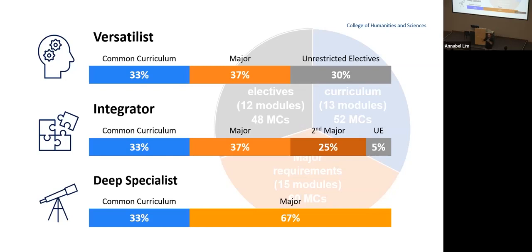So you can consider maybe a major in stats and maybe physics, or maybe social work. I don't know. That's not a very common combination, but that's a possibility. All right. So that's the integrator.